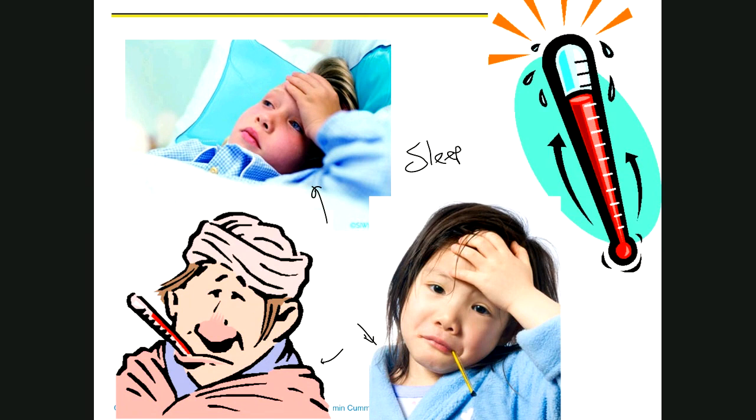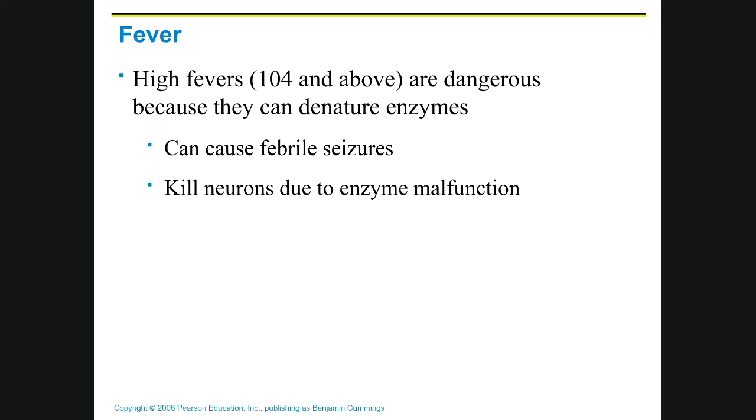Now, fevers can be bad if they get too high. If they get anywhere around this or above, they're going to be bad because they start denaturing enzymes and they start killing off neurons. And so you can have things like seizures and so on.